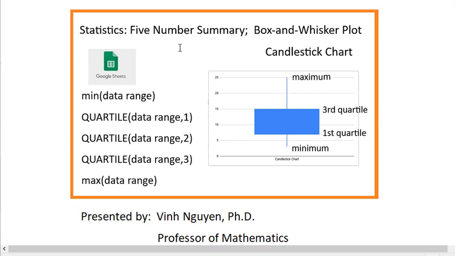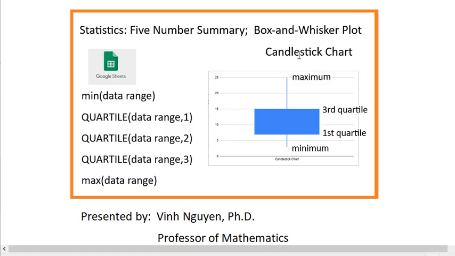In this video, I'm going to show how to do the 5-number summary using Google Sheets, and then we'll make something similar to a box plot. Google Sheets doesn't have a box plot, but it does have something called Candlestick Chart, which is very similar to a box plot. And so we'll use these functions right here in Google Sheets.